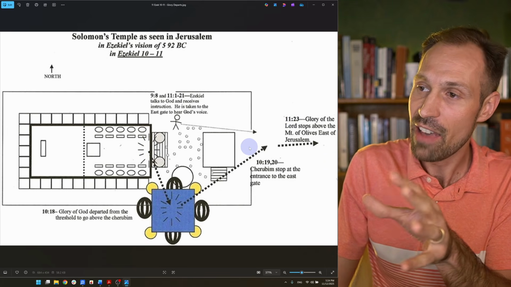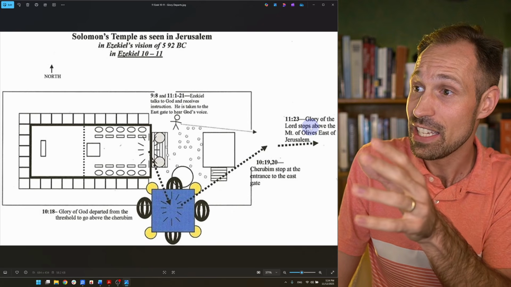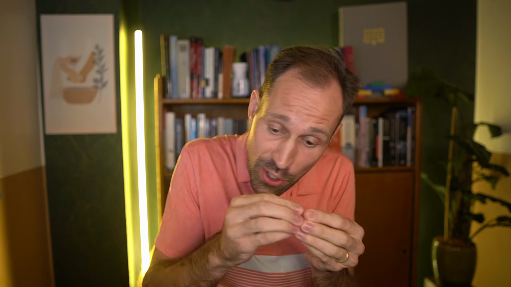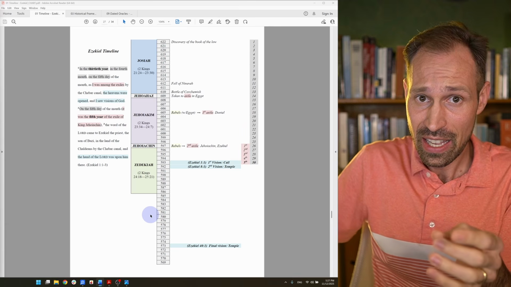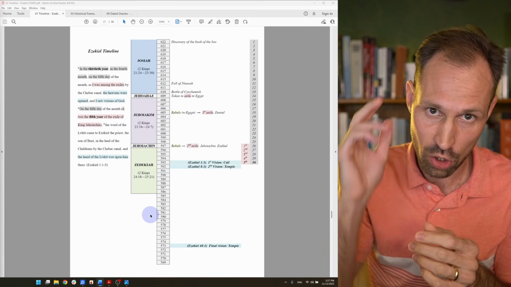And then in chapter 11, God's presence is going to leave the city itself and go to the east, to the Mount of Olives. This is a big deal. The same glory which filled the temple after Solomon built it is now going to leave that temple 368 years later. Now, God is going to leave his temple in preparation for its destruction.